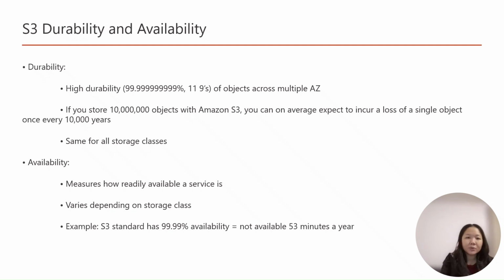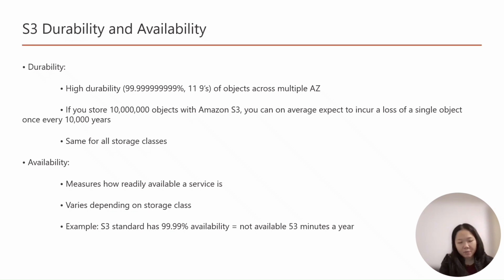S3 durability and availability. Durability is very high, 99.999999999 percent, with objects stored across multiple AZs. If you store 10 million objects with Amazon S3, you can on average expect to incur a loss of a single object once every 10,000 years. It is the same for all storage classes.